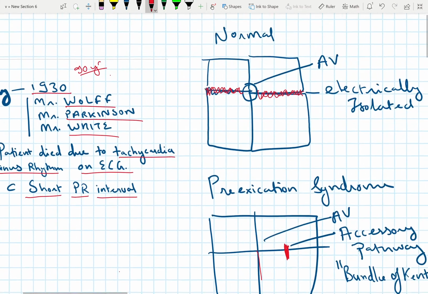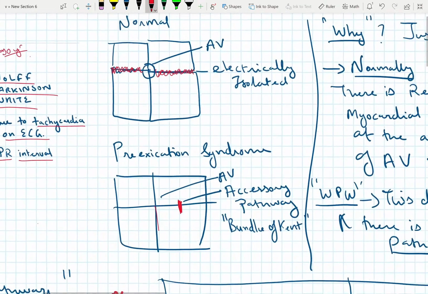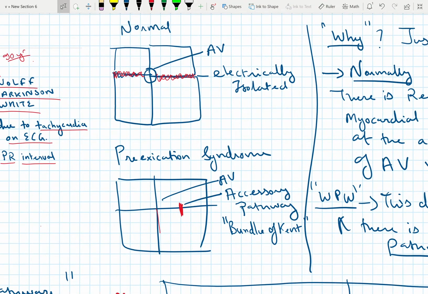Okay, so let's talk about anatomy now. Normally, we have myocardium between the atrium and the ventricle. This myocardium is electrically isolated, so it will not allow any impulse to go from the atrium to the ventricle directly. There is the AV node, which is the only way the atrium can transfer the impulse towards the ventricle. So normally a person has only one pathway.